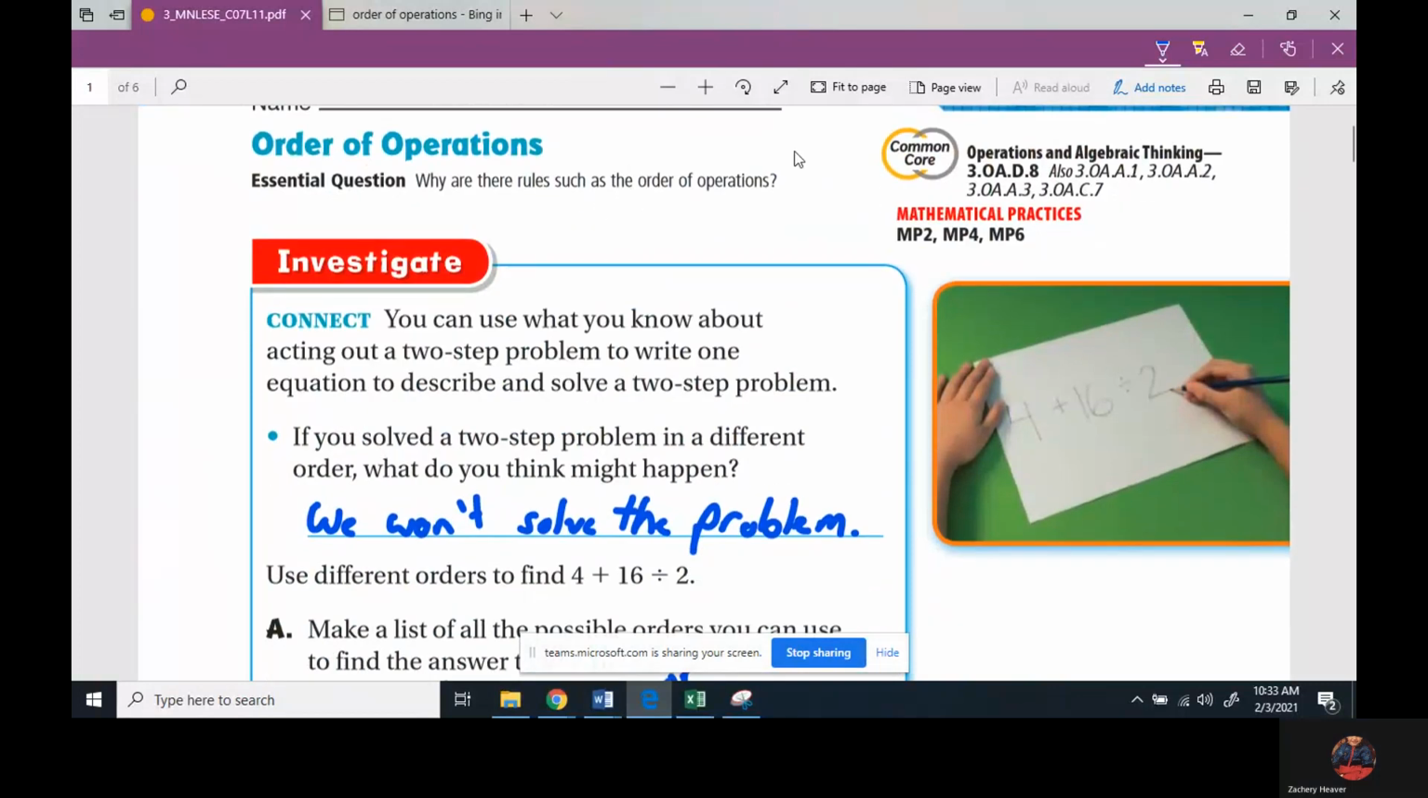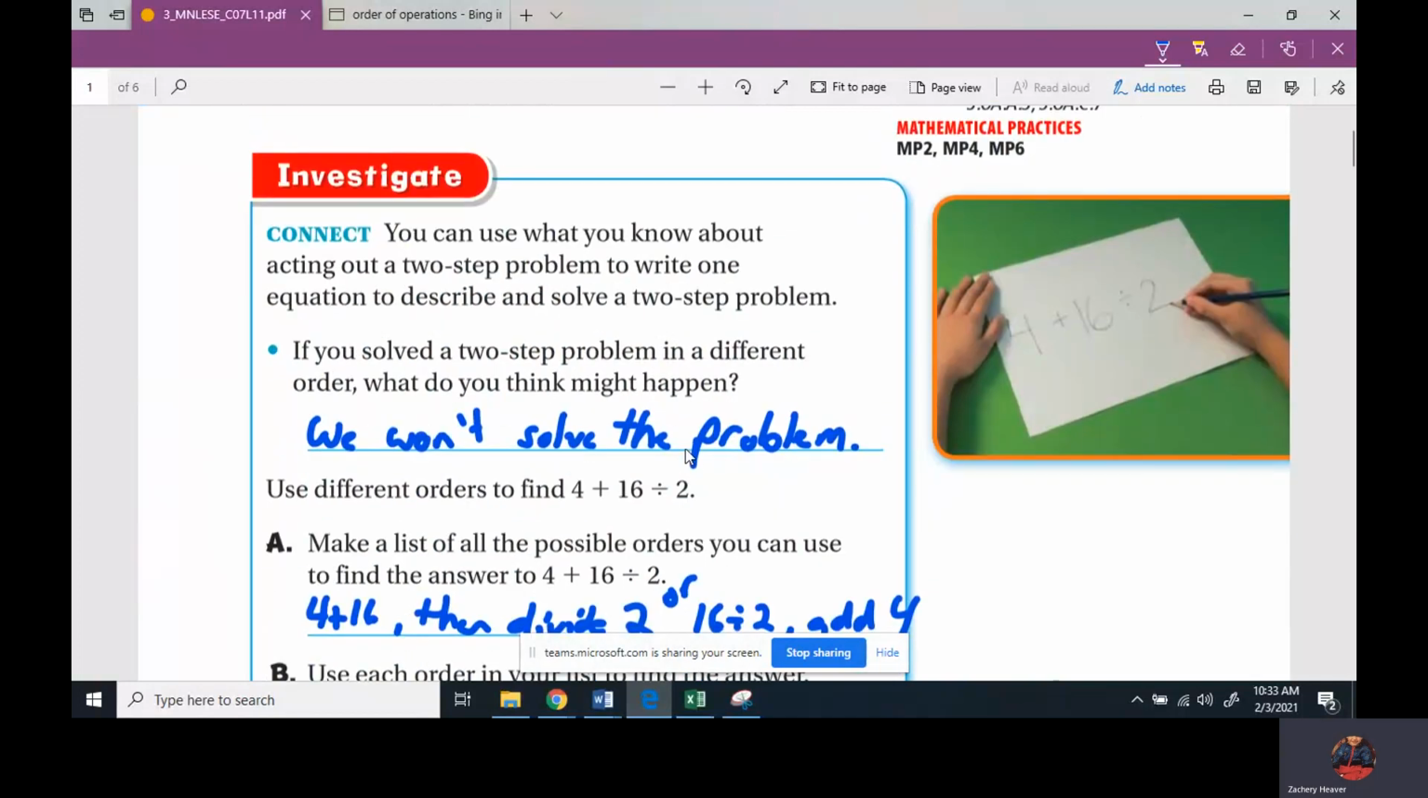So it says, use what you know about acting out a two-step problem to write one equation to describe and solve a two-step problem. So we've been doing two-step problems. Last lesson was a two-step problem. We had to do two things, and then we solved it. But we really didn't know what to do first. We kind of had to take a guess. But now we're going to learn what we have to do first.